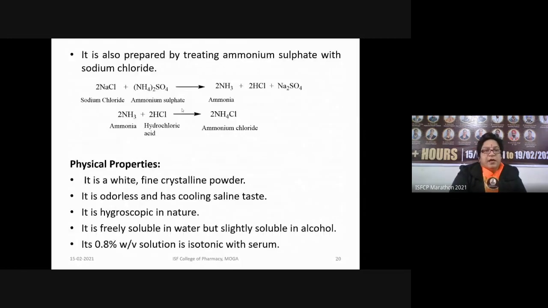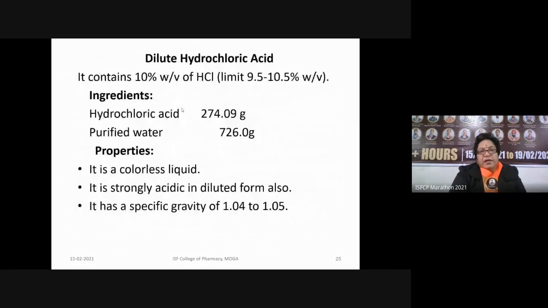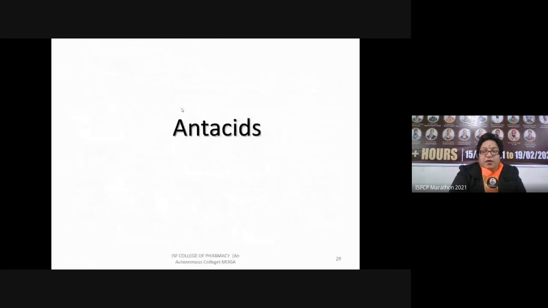And the two main acidifiers that we have read till now are ammonium chloride, that is NH4Cl, and dilute hydrochloric acid, that is dilute HCl. Now coming to my next topic, that is antacids. These things we have discussed.